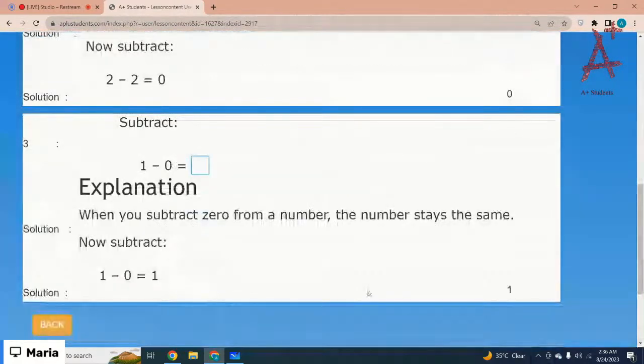Then the next one is 1 minus 0. When you subtract 0 from a number, the number stays the same. 1 minus 0 equals 1, right? You subtracted 0 from 1. The number stays the same. 1 minus 0 equals 1.